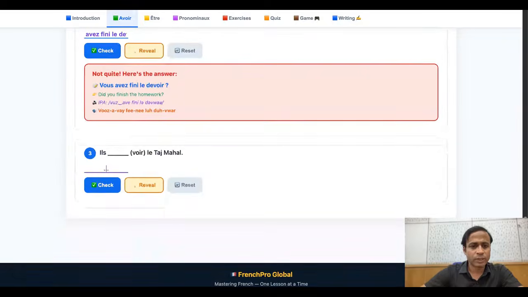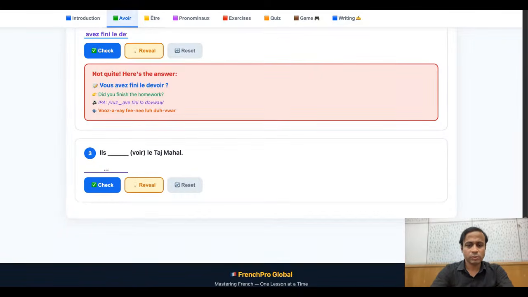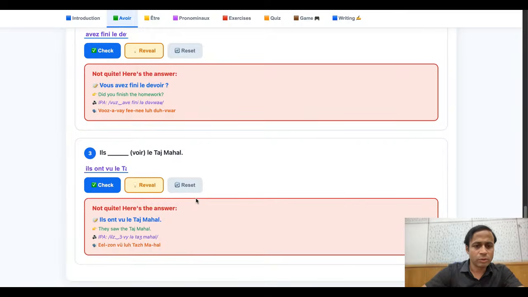So you don't have to make any changes when you are making passé composé with avoir. Ils ont vu le Taj Mahal. Why is it showing an error? I think it should not, but the right answer is ils ont vu le Taj Mahal. You have written the right answer. Right.